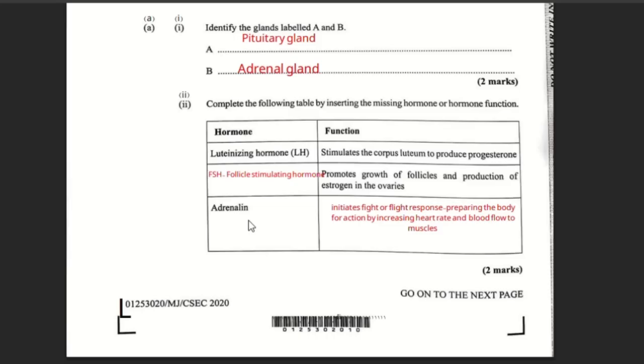And then adrenaline is the hormone that would initiate the fight or flight response in the body, just overall preparing the body for action, and it increases the heart rate and the blood flow to the muscles. So for example, if somebody realizes they're in danger, or maybe they're getting attacked, adrenaline would be released. That would initiate that fight or flight response within the body and bring up your heart rate and send more blood flow to the muscles.